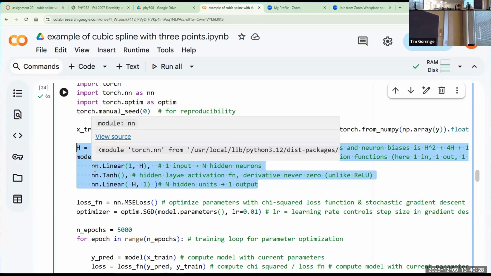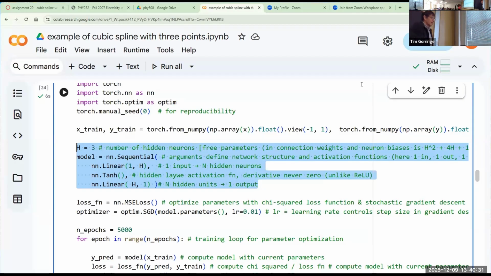So the value of H is just my number of hidden neurons. I'm going to use 3 hidden neurons. This line here is a call to one function that sets up the structure of the neural network. It's going to have one input that feeds to, in my case, H is 3 hidden neurons. Then those 3 neurons, in the second call, feed to my one output. So this defines the structure: one input, 3 hidden neurons, one output.